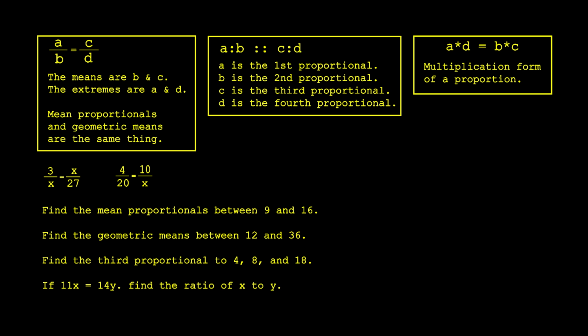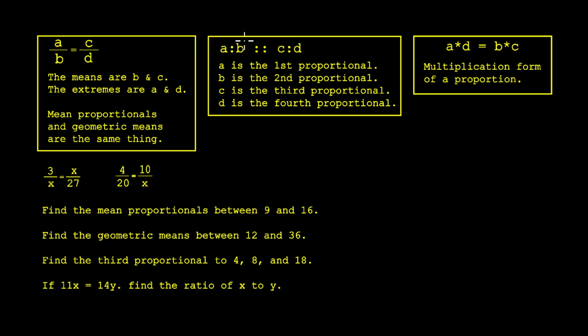In this video, we will be working with proportions, which is very important for similar figures in geometry. So we have three boxes here for the three representations you'll see of proportions. First, A over B equals C over D. The means are B and C. The extremes are A and D. B and C here, A and D there. And remember, mean proportionals and geometric means are the same thing.